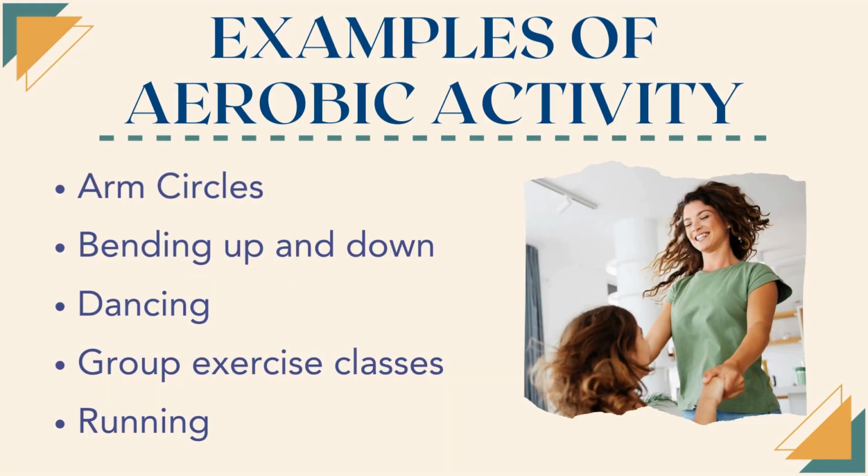Aerobic activity includes a large variety of different sorts of physical activity. So really any sort of activity where your heart is bumping a little bit more than usual will generally be considered aerobic activity. And there are also different degrees of it. Some simple examples that might be easier to do would be something like arm circles, bending up and down, or sitting down and standing up. Dancing, any sort of group exercise class typically will include some sort of aerobic activity, as well as, of course, things like running or brisk walking can all be considered aerobic activity.